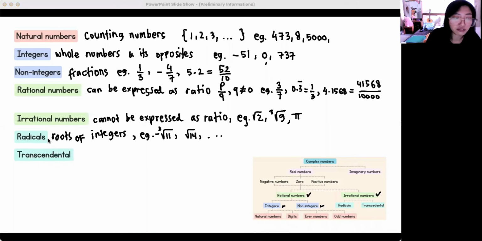So you see, transcendental is the opposite of radicals. Yeah, I'll just write the example here. Example, the pi. Okay, so rational numbers and irrational numbers are subsets of real numbers. Real numbers are all the numbers that can be put onto the number line. They have points on the number line.